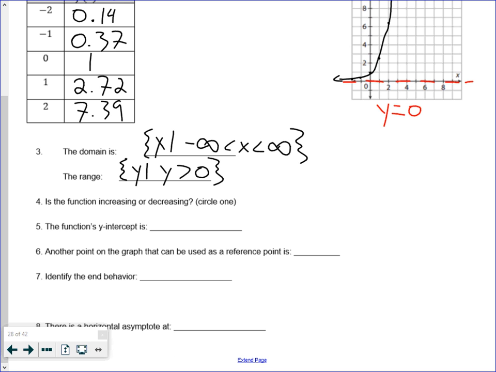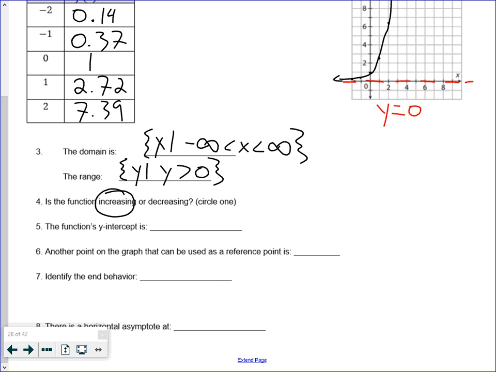Is the function increasing or decreasing? To determine if it's increasing or decreasing, that's going to depend on what's happening to your y values as x increases. So if x is increasing, we see our y values are also increasing. So that means the function is increasing. If the y values were decreasing as x increases, that would make it a decreasing function.